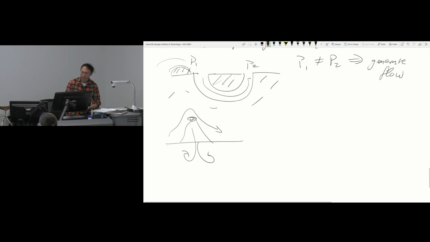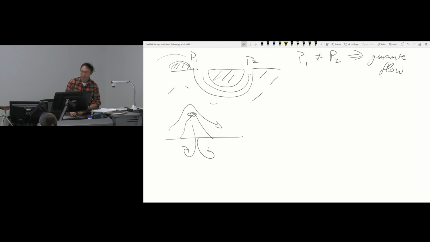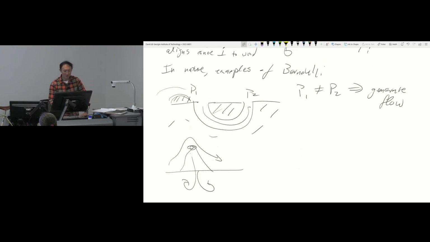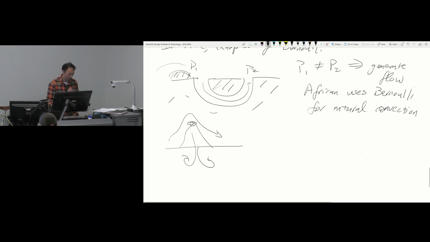Is it similar to how ancient civilizations generated AC? Yeah, and there are even some designs in Africa, African architecture, that use Bernoulli for basically natural convection. And I think it's really kind of all the rage these days for people to try to design architecture that uses these ideas so that when the wind blows, it actually creates convection cells on the inside.